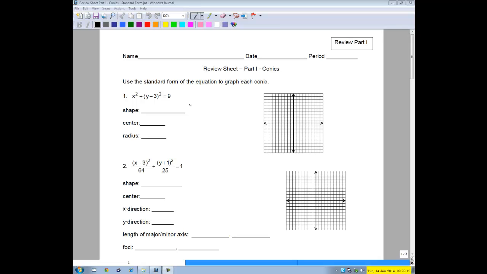Okay, I'm going to go over the review sheet part 1. So this first one, since it says center and radius, it's a circle. It has to be. Circle is the only one that has radius.